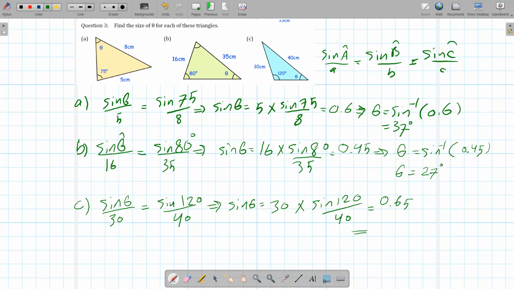Okay, to find theta: theta equals the inverse sine of 0.65, which is 40.5 degrees. We can write it like that, 40.5 degrees to three significant figures, if we need to put it in three significant figures.